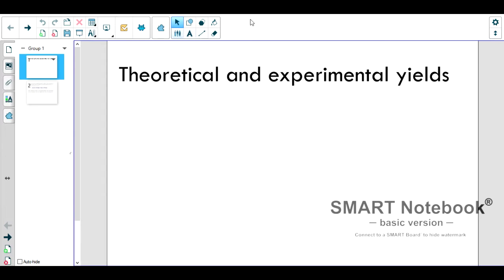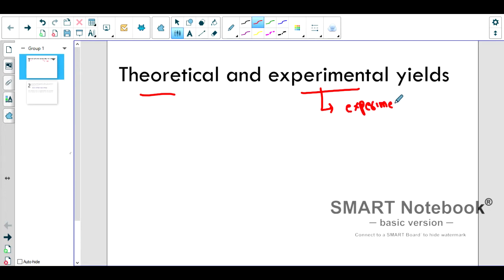Today we want to talk about the theoretical yield and the experimental yield. This experimental yield is basically the yield which you get after performing the experiment. And this theoretical yield, it's basically coming from the word theory.